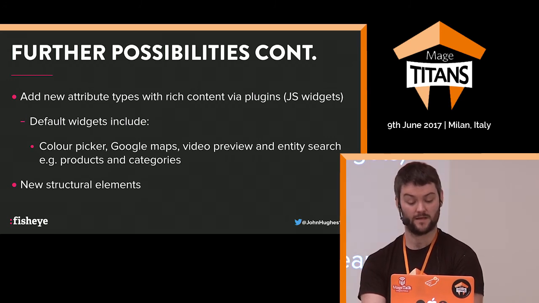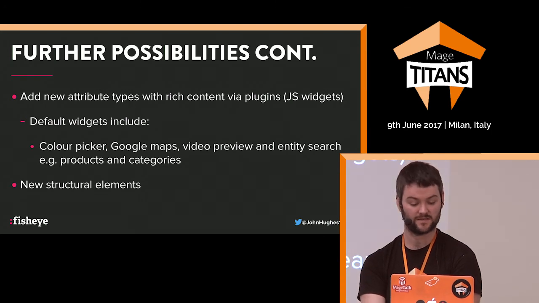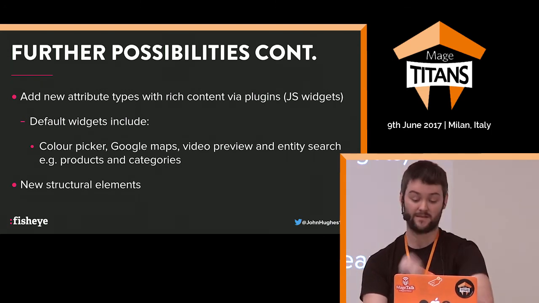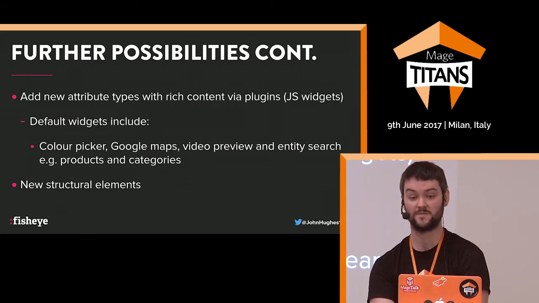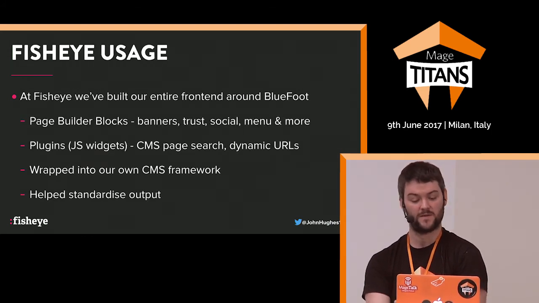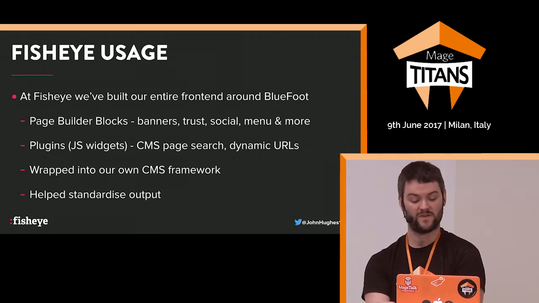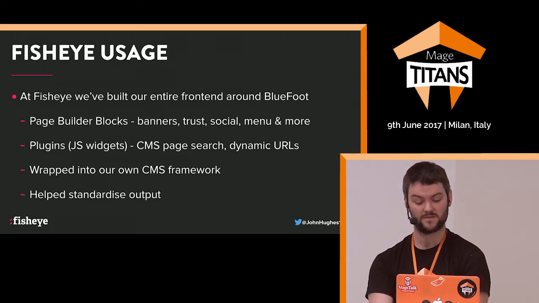There's also the plugins, like JS widgets. We've not really had time to touch on these during the talk, but default widgets include a color picker, Google Maps, a video preview, and the ability to search products and categories. And if you really want to take things to another level, you could look at adding new structural elements. At Fisheye, we've started to build our entire framework around this. We've created loads of new page builder block types, from banners, trust building areas, menu elements, and more. We've even created some JS widgets, the plugins.